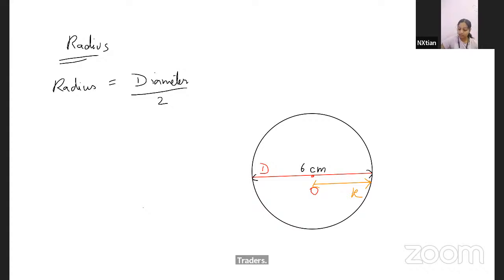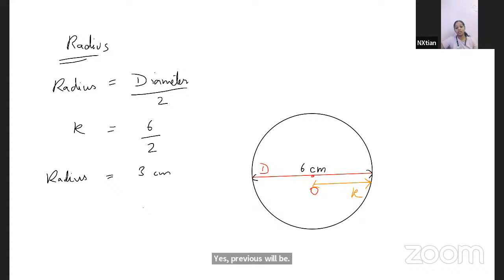So now let's find out. Diameter is 6 centimeter. 6 divided by 2, the answer is 3. Radius will be 3 centimeter. Hope radius is clear to you. While calculating the diameter is opposite to it.